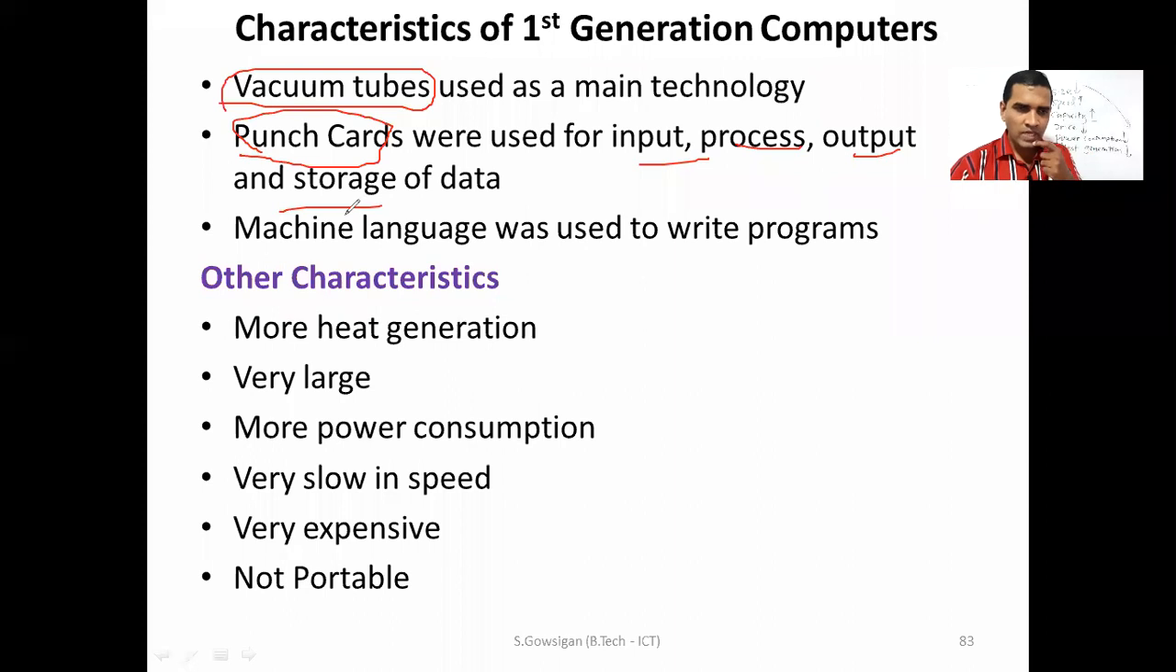We can study a little bit about punch cards in unit number 2, because in unit number 2 we have to study about devices. There I will explain. But remember now, it's a small card, a device used for input, process, output, and storage purposes. Then machine language was used to write programs. Look, machine language.